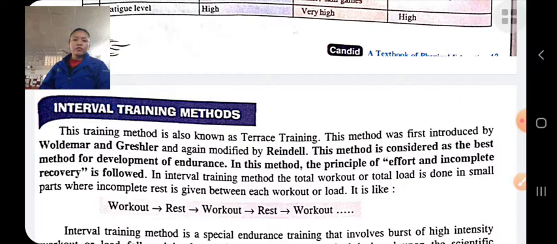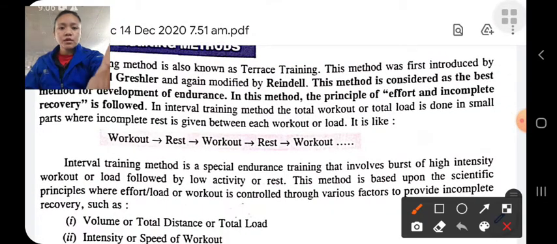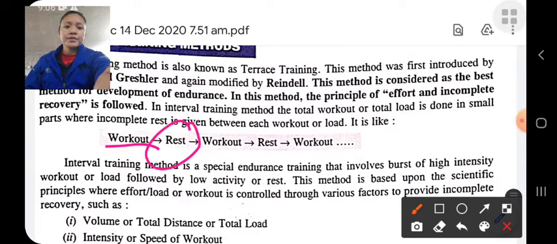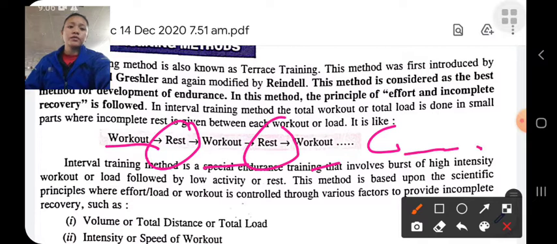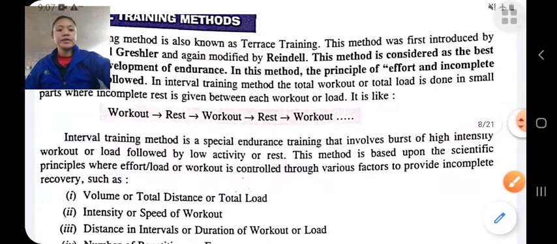The principle of effort and incomplete recovery is followed. The exercise is done at high intensity with intervals of incomplete recovery. Workout, incomplete rest, workout, incomplete rest, workout, and so on. We do the activity like this.